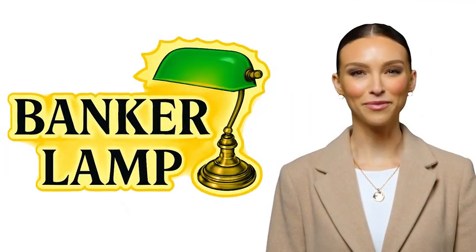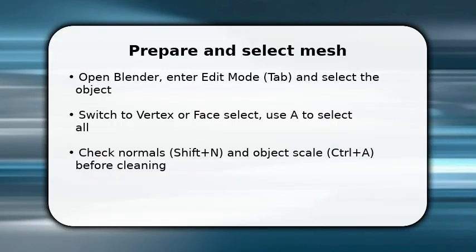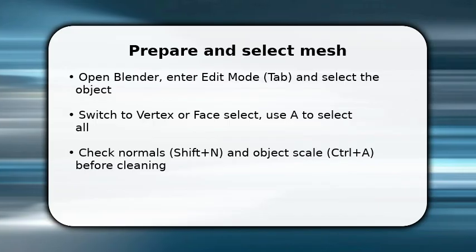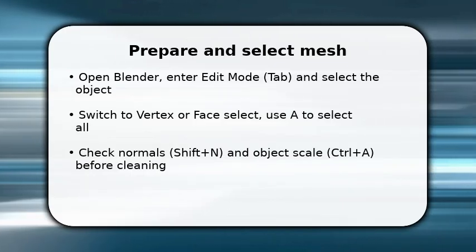Please enjoy the video. You start inside edit mode with the object selected. Immediately switch to vertex select and press A to highlight everything. Once done, inspect normals and apply scale. Make sure transforms are zeroed with Ctrl+A because doubles often hide under unapplied scale.